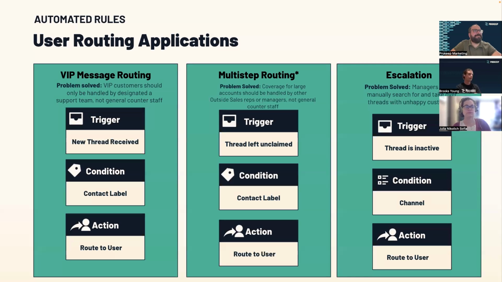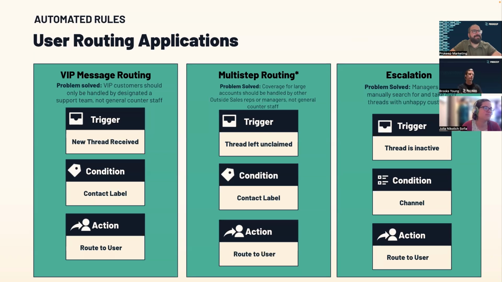So as we look at the next one, we're going to look at a couple more triggers as well as some conditions and actions that will happen. Once again, we're talking about the user routing application. So three different applications here. One, the VIP routing. That's the one that I've talked about a couple times now.